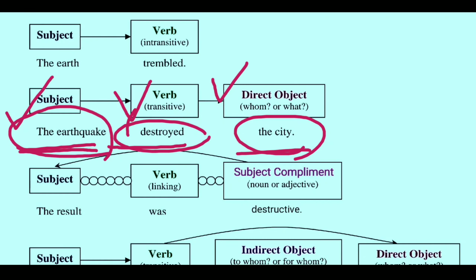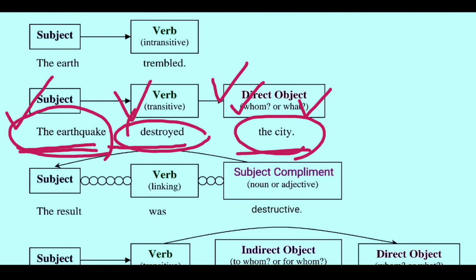How do you find the object? The clue is here. You ask the sentence whom or what, you will get the answer, and that will be your object, direct object. So the sentence pattern is subject plus verb plus direct object.